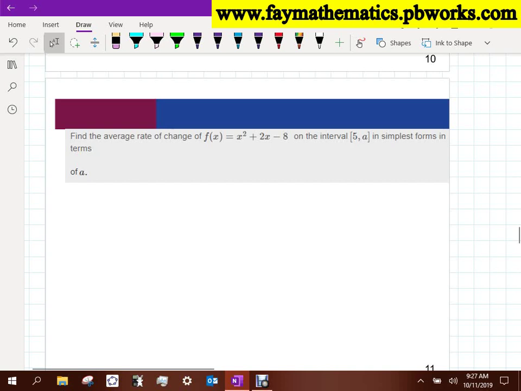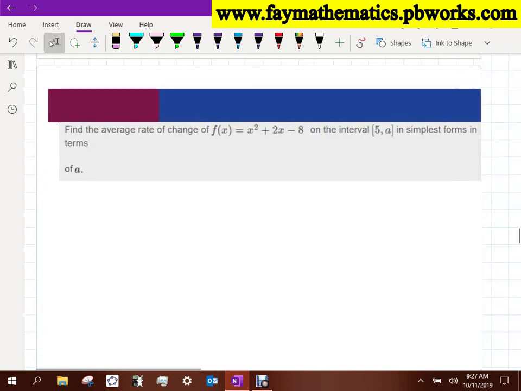Next one I want to do is something like this. Okay, this will be the last one we do. To find the average rate of change of this parabola on the interval 5 to a. Okay? If I look at this parabola, I'm not 100% confident on the structure of this. I know it's concave up, it's +1. I know it's got a y-intercept of -8. So let's do that.